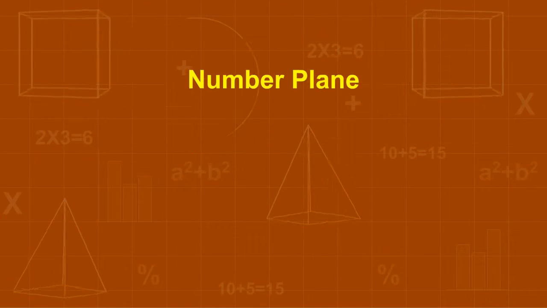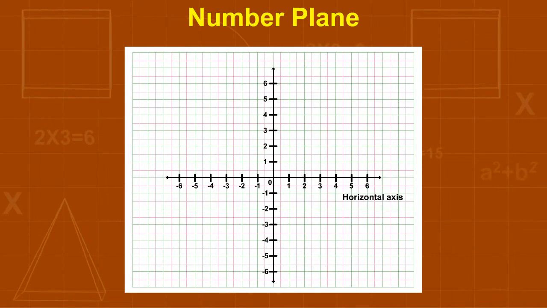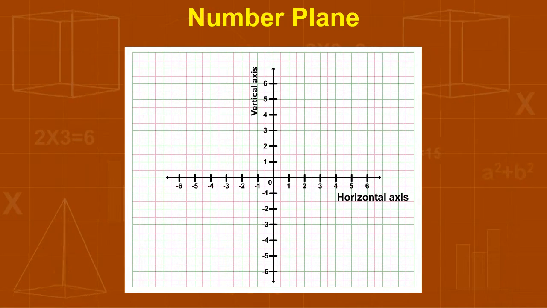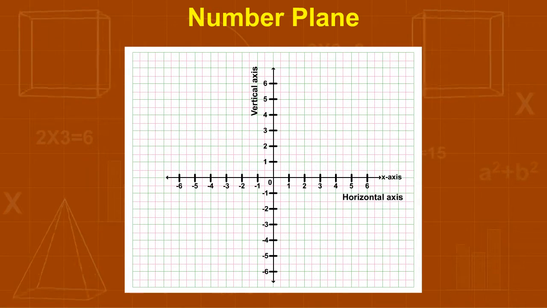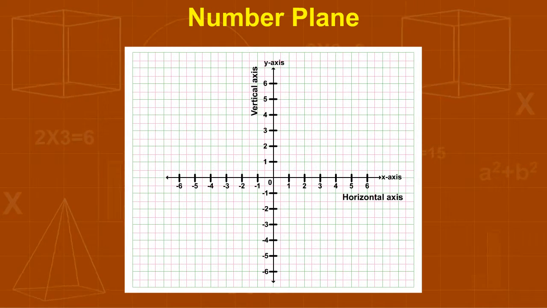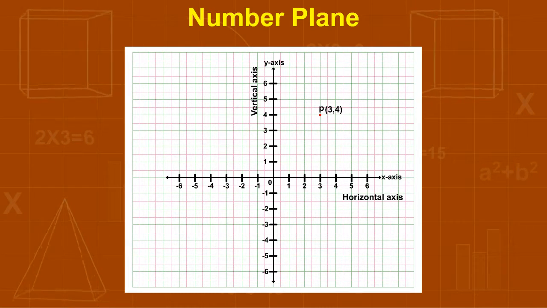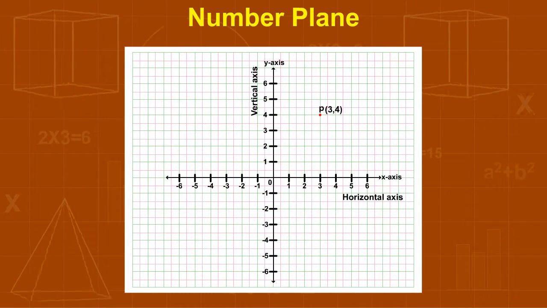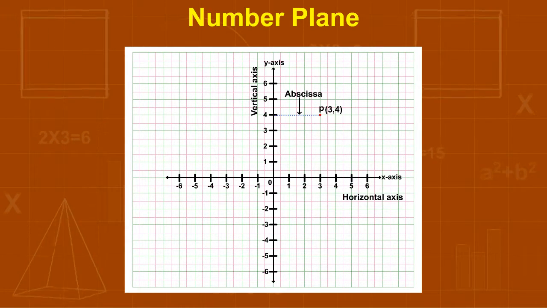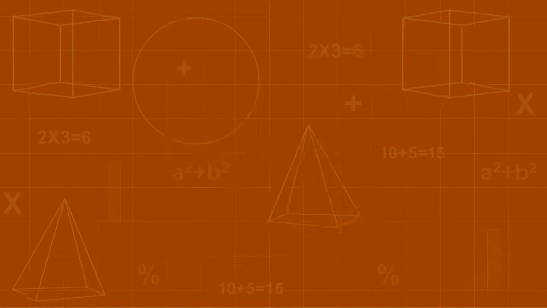Number plane. A number plane has two axes, the horizontal axis and the vertical axis. The horizontal axis is called the x-axis and the vertical axis is called the y-axis. To locate a point on the number plane, we use an ordered pair of numbers called coordinates. The x-coordinate or abscissa is always written before the y-coordinate or ordinate.